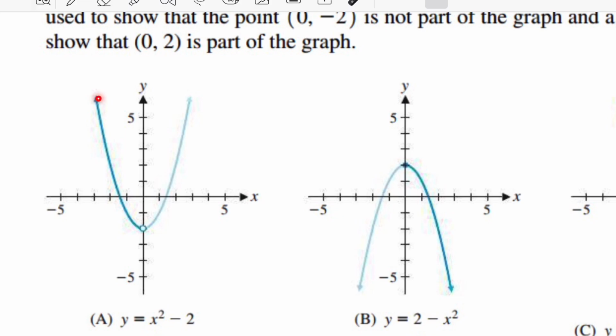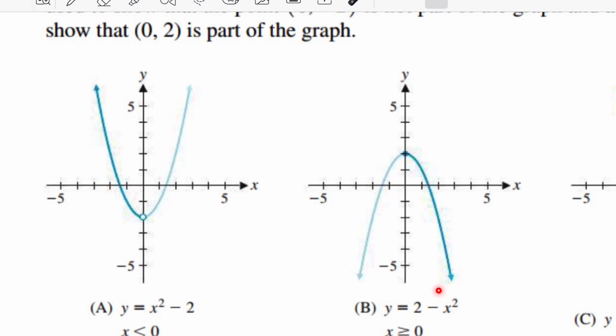So this means our function is going to be defined for all of the negative values, the negative x values in this region here. And then we're denoting the fact that 0 is not included in our domain with this open circle here. So that is what this graph looks like.